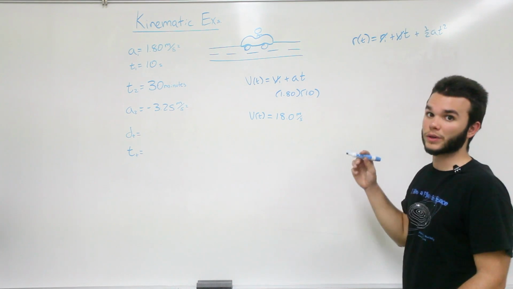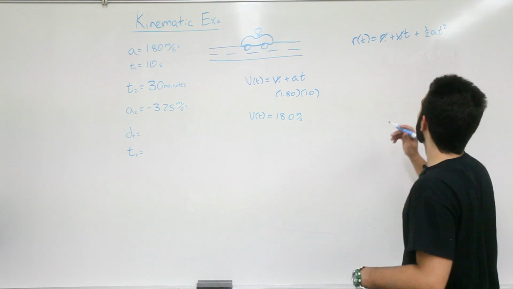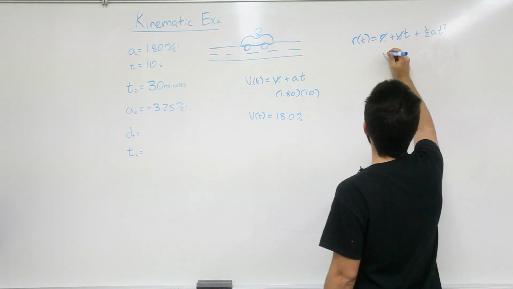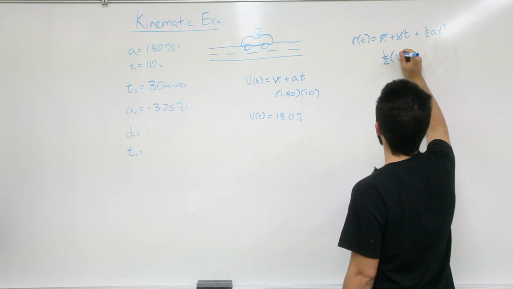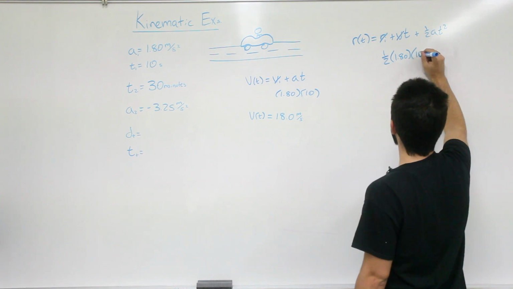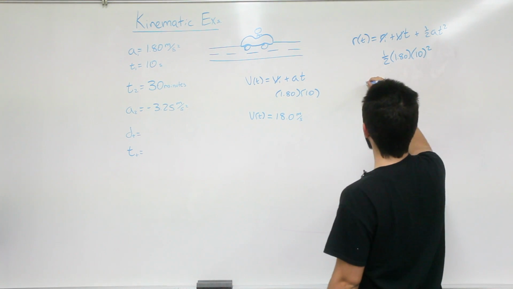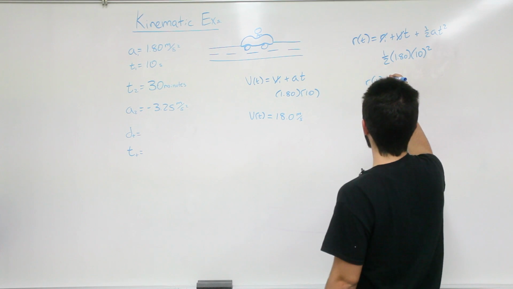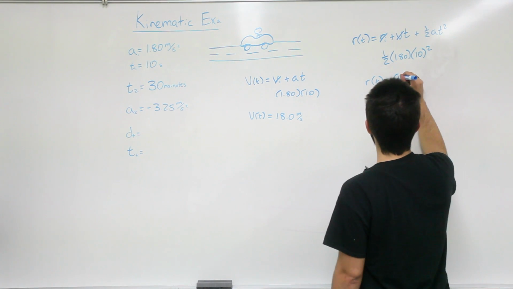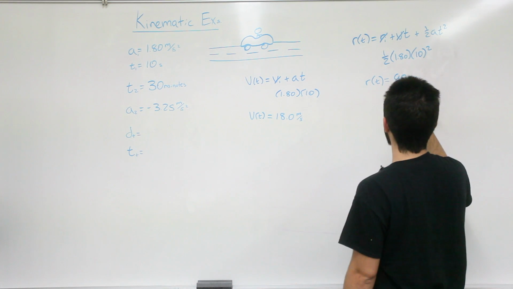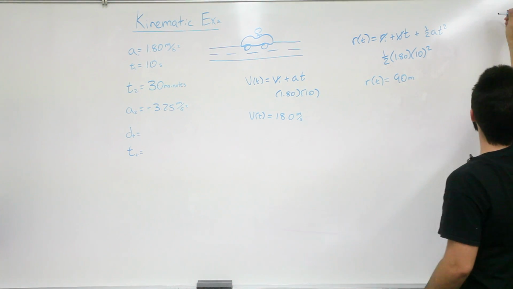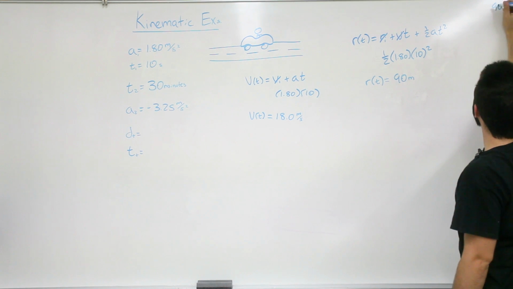Our initial distance is 0 because it's where we started. Velocity is 0 because we were stopped. So we're just left with 1/2 at squared. Those numbers are 1/2, 1.80 times 10 seconds squared. So our distance at some time is going to be 90 meters. So that's good. We have our first piece of distance. Let's write that down in a little corner right about here.